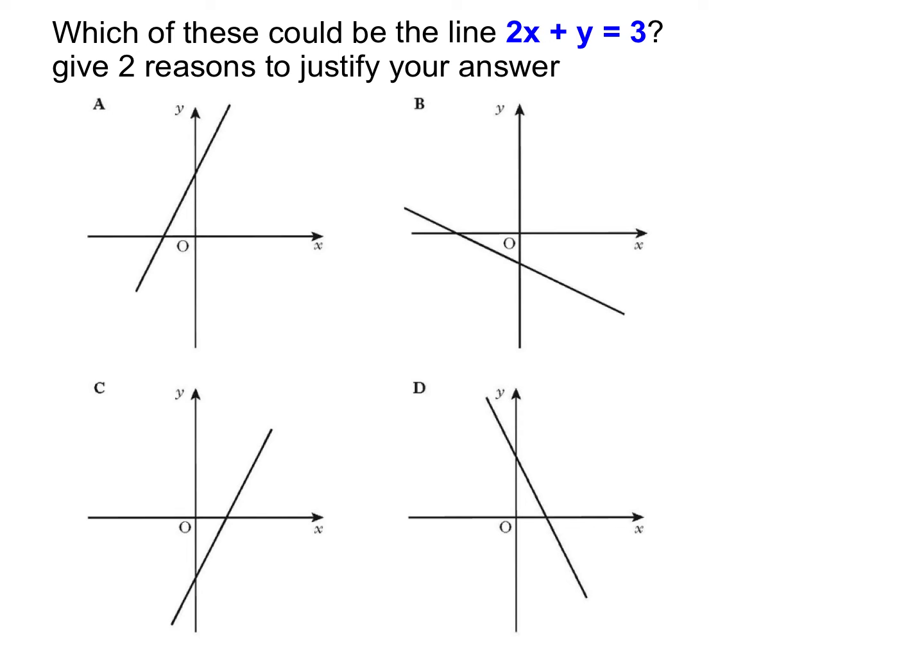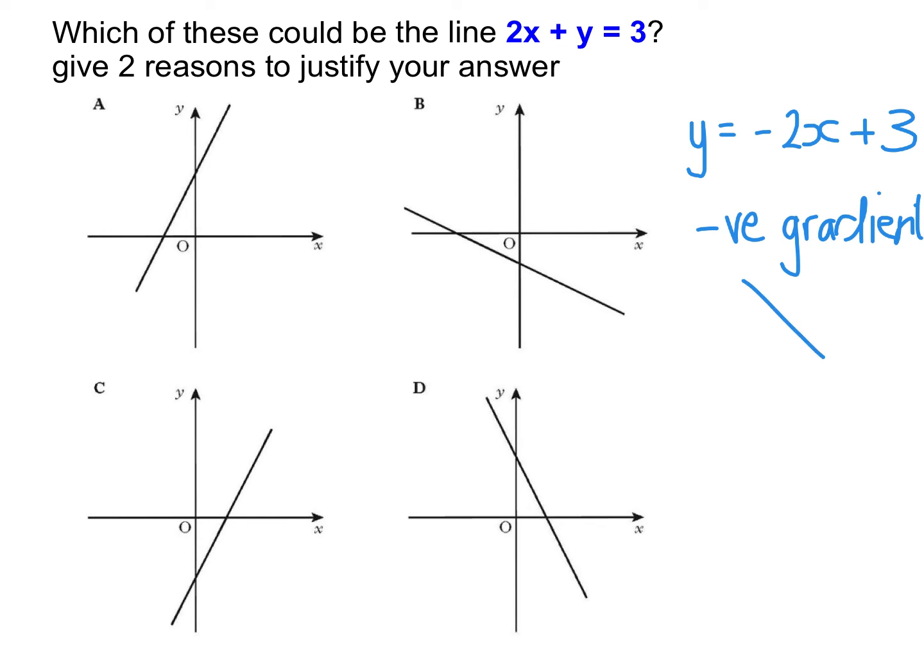Okay, I like this one. This is a multiple choice one. So we've got 4 pictures of straight lines and we have to say which one could be this equation, 2x plus y equals 3. And we have to give 2 reasons why it is that one. So we could do a whole process of elimination really for this one. First thing is I'm going to rearrange that equation. I'm going to take the 2x over. So that gives me y equals negative 2x plus 3. So because it's negative 2x, that means I have got a negative gradient. So negative gradient means I am looking for a downward sloping line.